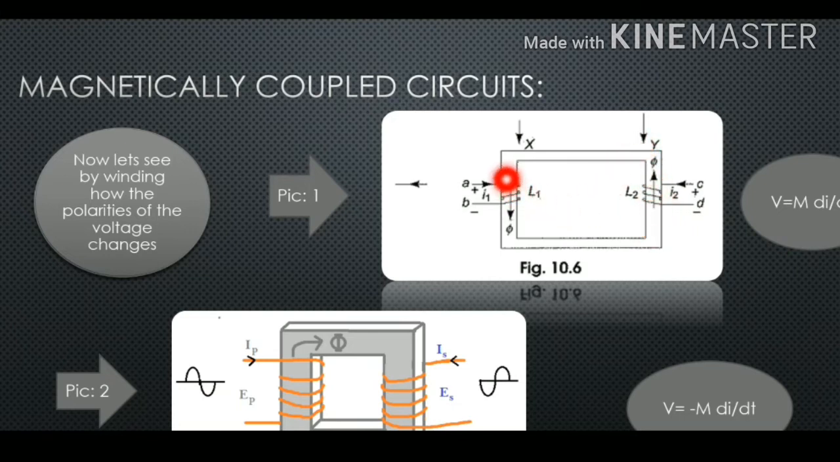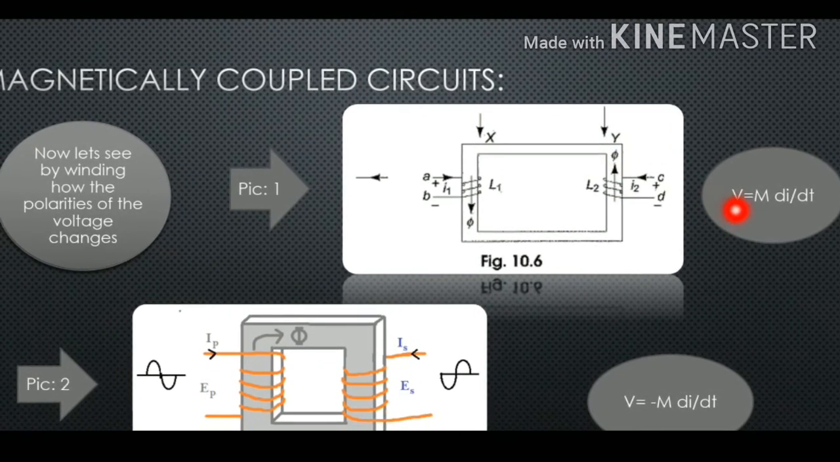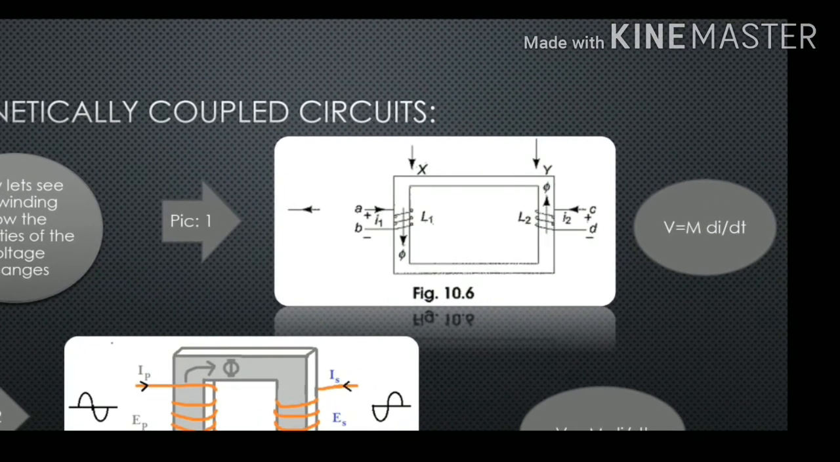So here the flux moves in the same direction, so that the flux gets added up, so that the voltage induced due to the mutual inductance will be positive. V is equal to M into di by dt. Here the M represents the mutual inductance between the primary and the secondary coil.